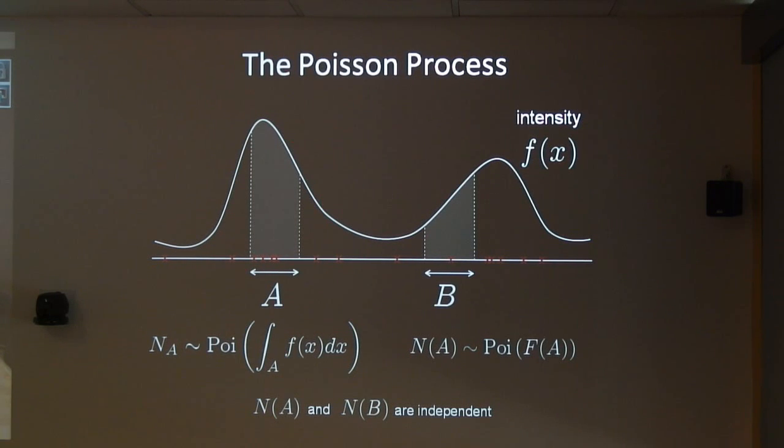So using this terminology of measures, you can express the fact that the number of points here is Poisson distributed with this much mass in a slightly more compact way, by saying that this measure N, which measures the number of points in a set, applied to the set A, is Poisson distributed with parameter F, which is the measure associated with little f, applied to capital A.